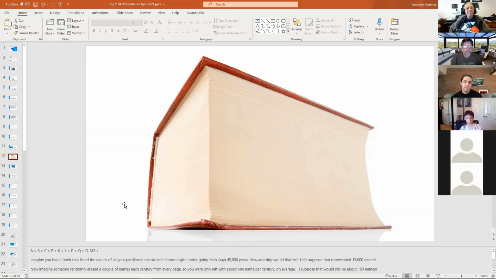That's like 15,000 names, just father to father to father to father. Now imagine you're super excited about that, and you call your friend over and say, come, you gotta check out this book. So they show up to your house, and you open up the book, and something has happened. Unfortunately, magic has occurred, but it's worked against you, and some of those names have disappeared.